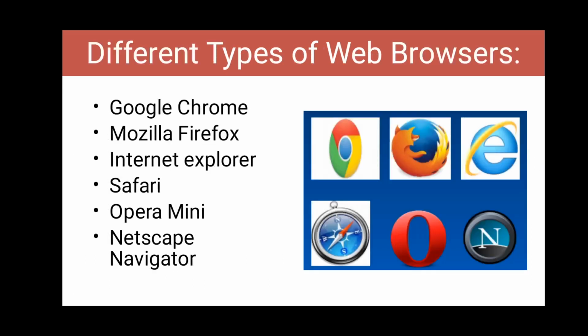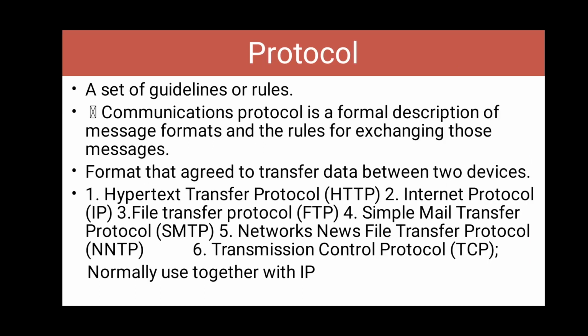Let's see different types of web browsers. These are the different symbols of web browsers. A few examples are Google Chrome, Mozilla Firefox, Internet Explorer, Safari, Opera Mini, Netscape Navigator, etc. Let's see what a protocol is, that is a transfer protocol or communication protocol.